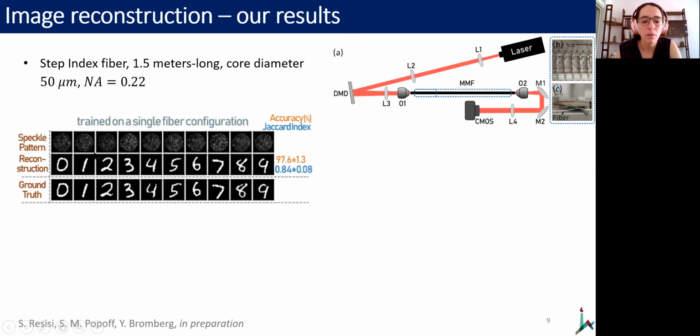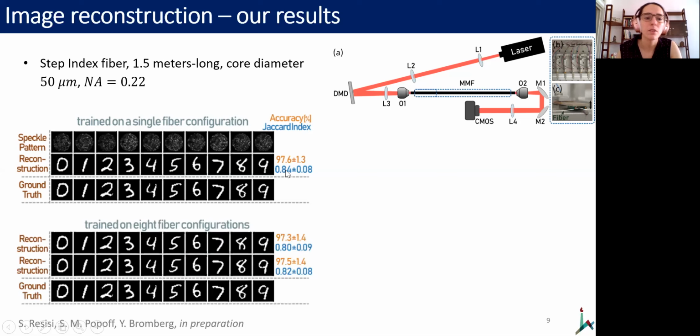You can see a few examples of our results. Qualitatively, you can see that the reconstructions are extremely similar to the ground truth. Quantitatively, the pixel-wise accuracy, here in orange, and the Jaccard index, here in blue, are calculated. We find the accuracy at 97%, and the Jaccard index, which is the intersection over union score of the binary patterns, is 0.84 out of 1, which is very high.